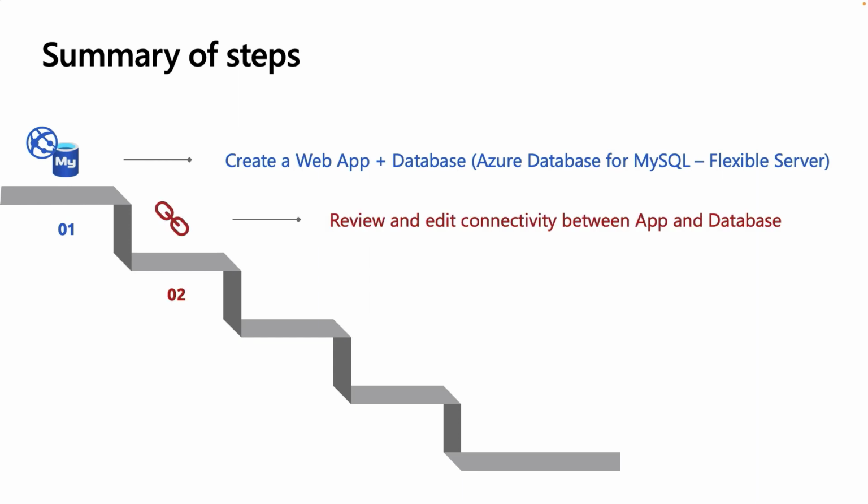Second one is review and edit connectivity. Now, typically, Web App Plus database is already connected for you, and connection strings are also automatically put together. But in cases like Laravel, in special cases like this, you might need to edit the connection information and add them. So typically these two steps are created by the Web App Plus database experience itself.